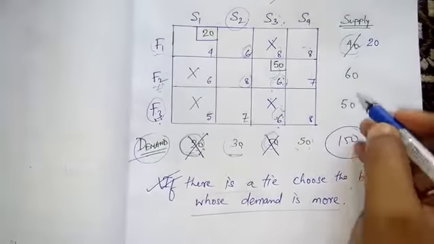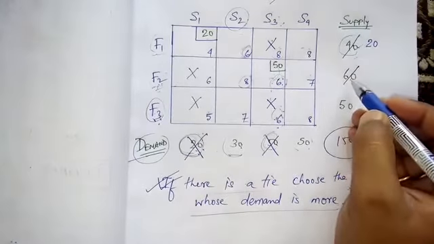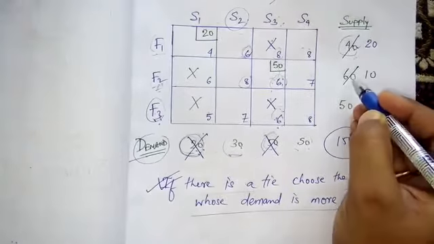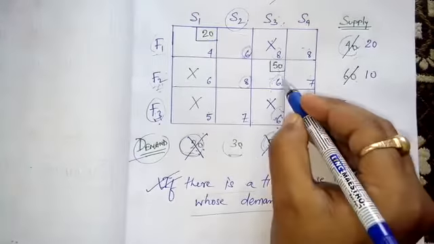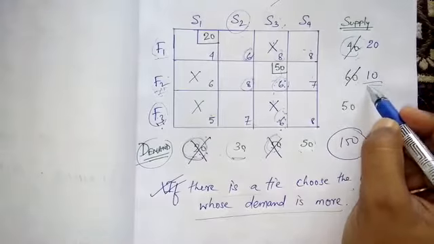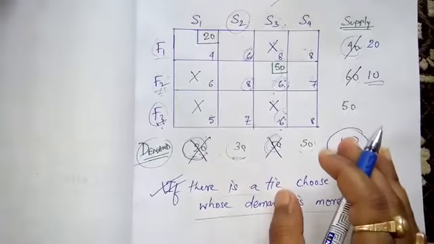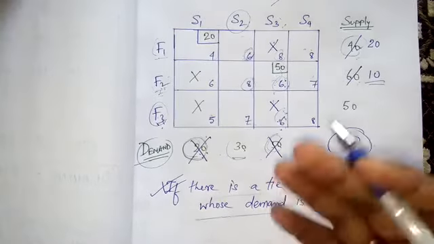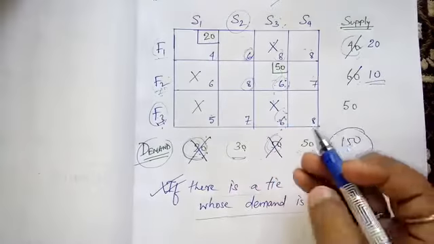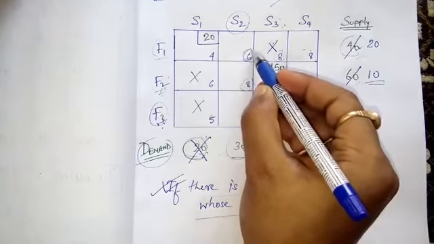Okay, and how many goods are left with factory 2? 10 goods. Initially it has 60, it has supplied 50, so how many left? 10. Now the least cost method tells you to choose the next lowest box. Of course, now I will move to this 6.